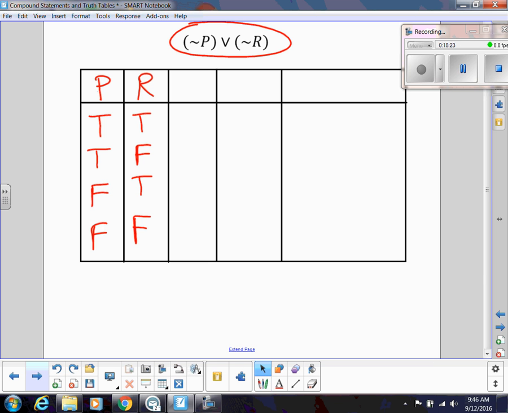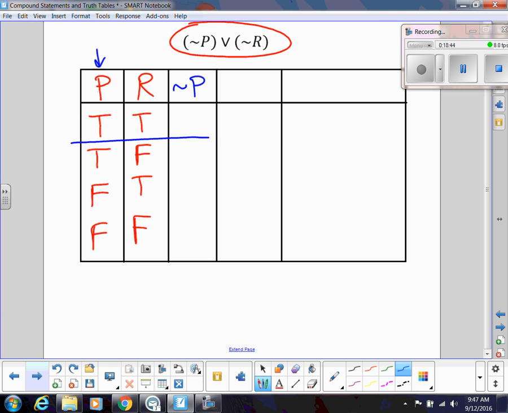Now, in order to analyze this whole thing as one piece, I'm going to break it into its little parts. So I'm going to look at the part just before the or, the not P. I'm going to put at the heading not P, because I can do negation of P. That's pretty simple. So I'm going to look at this column right here, and I'm just going to do the opposite of that.